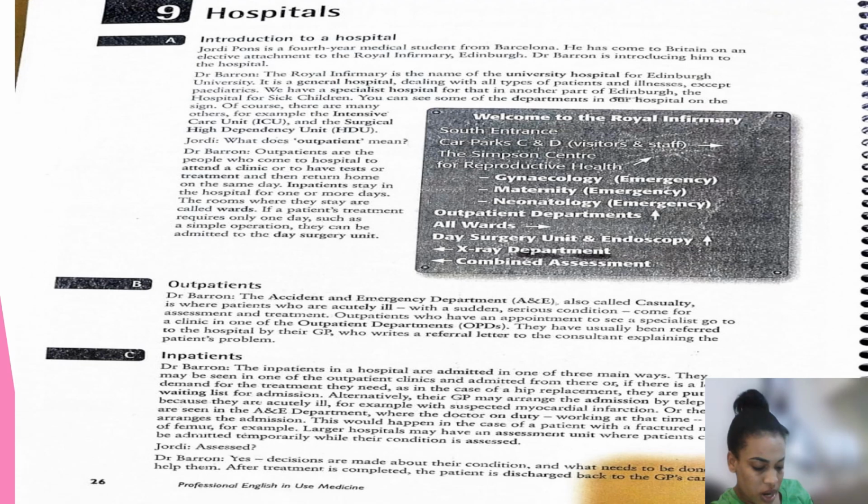Inpatient, Dr. Barron: Inpatients in the hospital are admitted in one of three main ways. They may be seen in one of the outpatient clinics and admitted from there, or if they are not urgent but need a treatment such as a hip replacement, they are put on the waiting list for admission. Alternatively, the GP may arrange the admission by telephone because they are acutely ill, for example if we suspect myocardial infarction. Or they are seen in the A&E department where the doctor on duty arranges the admission. This will happen in the case of a patient with a fractured tibia or femur, for example.